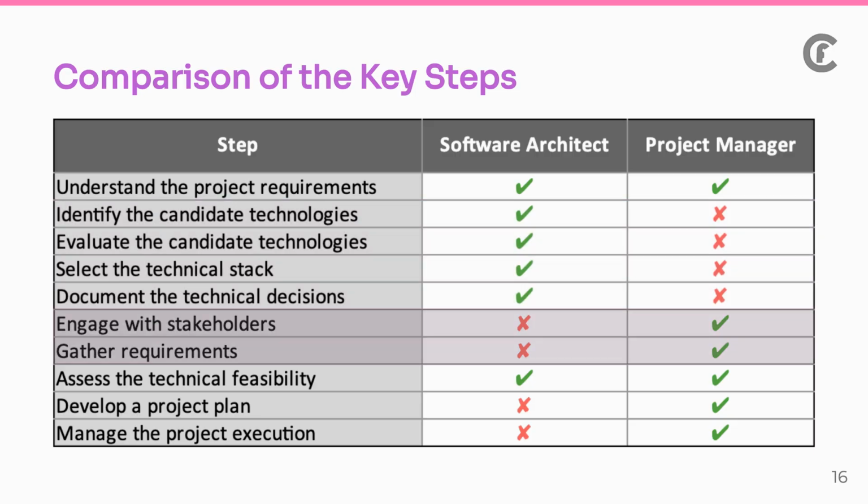In contrast, the project manager handles stakeholder interactions, specifically by leading the effort to engage with stakeholders and gather requirements. The architect does not engage with stakeholders or gather requirements. The project manager focuses on the organizational aspects, including developing the project plan and managing the entire project execution, while the architect assesses the technical feasibility and performance. Notably, the project manager is not involved in identifying, evaluating, selecting, or documenting any of the specific technical components. The architect does not develop a project plan or manage project execution.